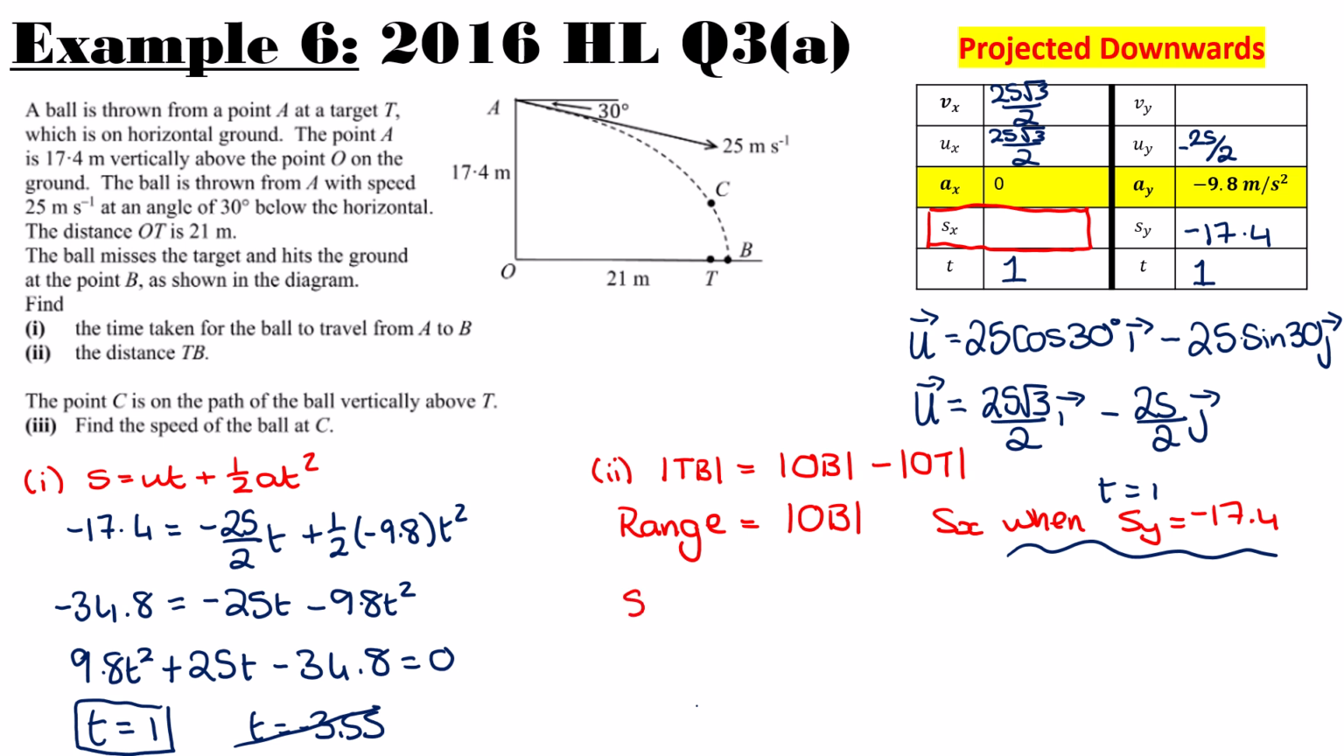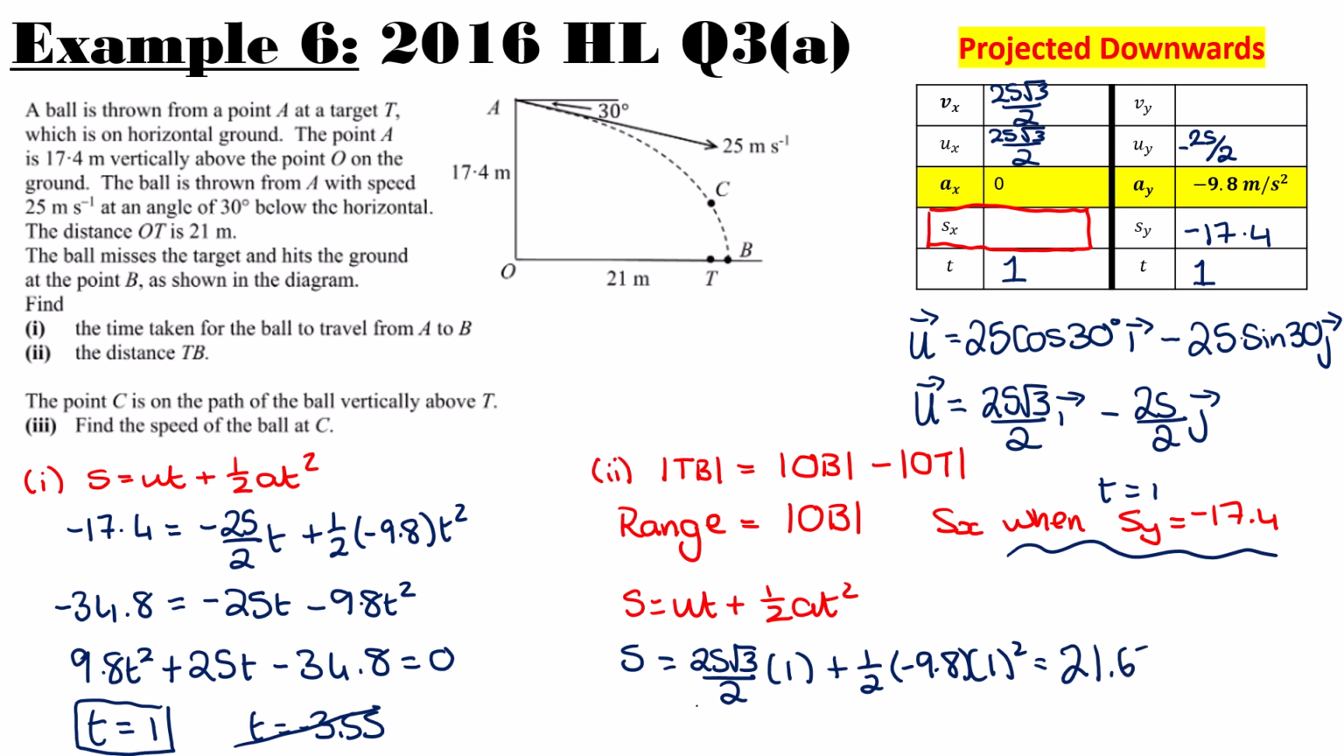So we're going to use S equals UT plus a half AT squared. And we're going to say S is equal to 25 root 3 over 2 times 1 plus a half times minus 9.8 times 1 squared. And that's lovely and straightforward. Straight into the calculator, and it gives us 21.65. And remembering that's OB, if we want the length of T to B, we're going to take that number, 21.65, take away our 21, and we're left with 0.65 meters.